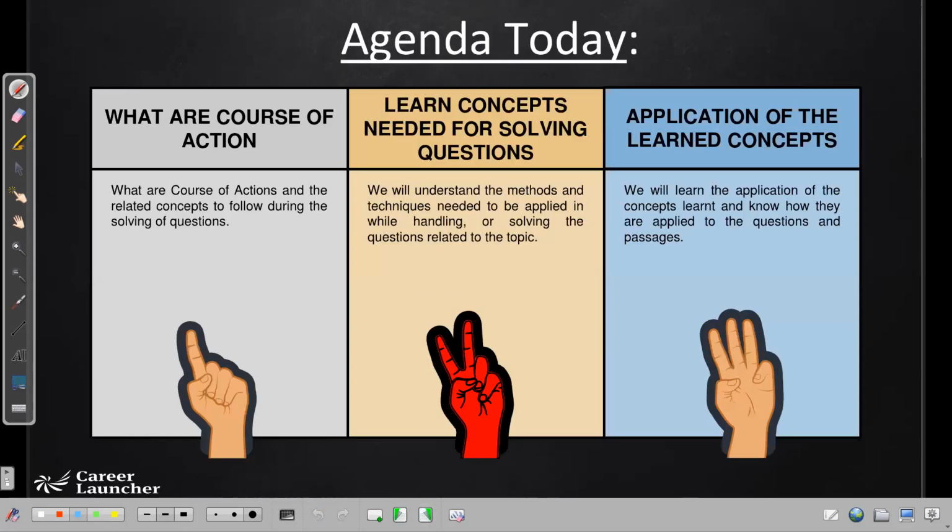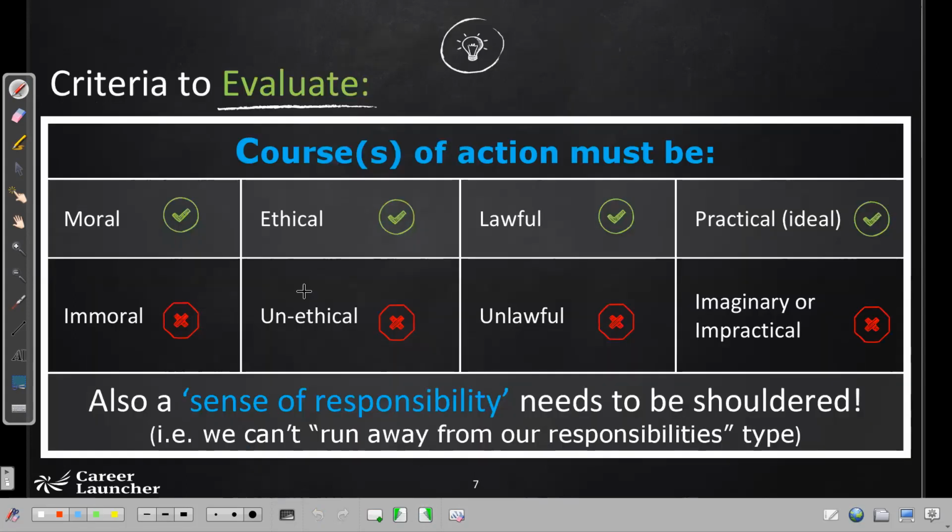Now, what are the quick concepts that we need? Simple things. The course of action must always be moral, ethical, lawful, and practical. By practical, I mean ideal situations, right? So we can never suggest immoral actions, unethical actions, unlawful actions, or certain imaginary or impractical choices. We will look for an ideal course of things when it comes to a situation or when it comes to an event.